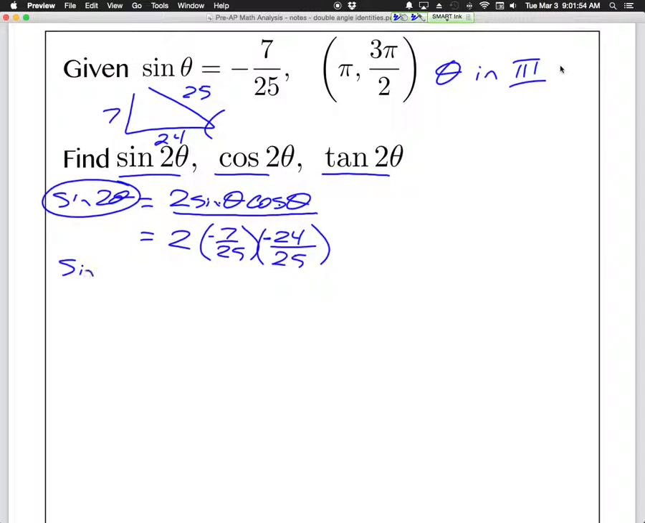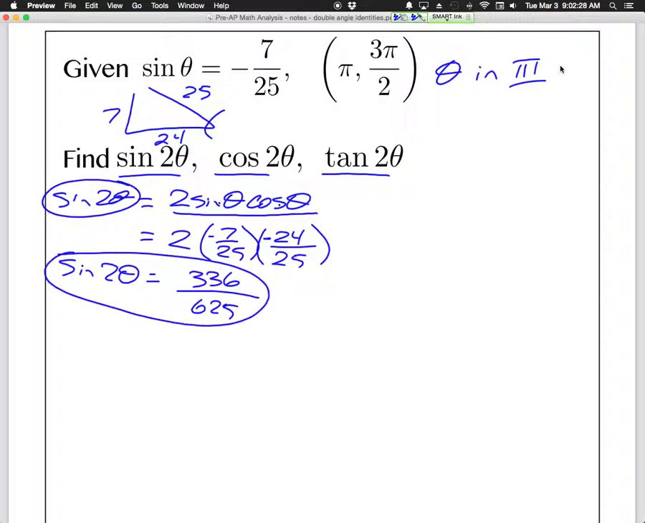So if we multiply that out, we figure out what sine of 2 theta is. 25 times 25 is 625. Somebody multiply 2 times 7 times 24 for me. 2 times 7 times 24. How much? 336. And it ends up being positive, correct? Yes. Why? Negative times a negative. So I have found the first one. I found sine of 2 theta is 336 over 625.